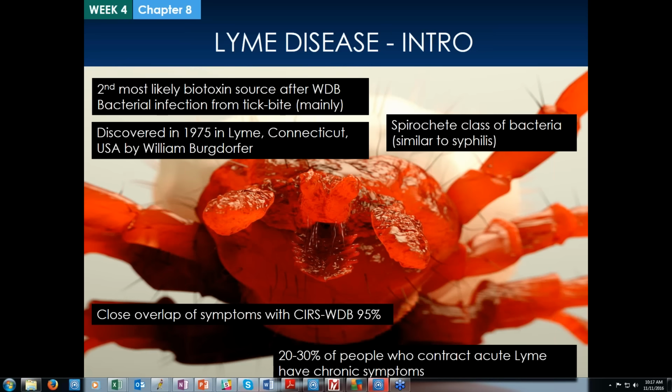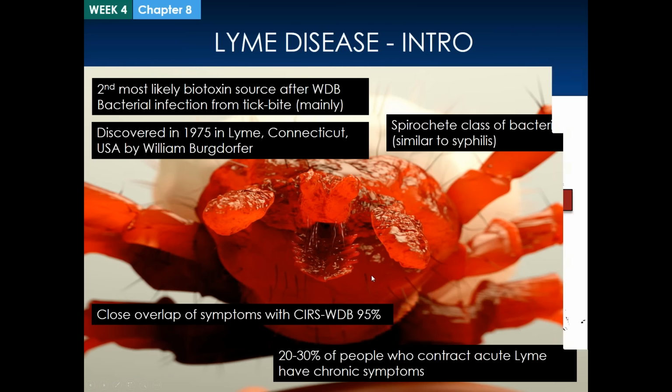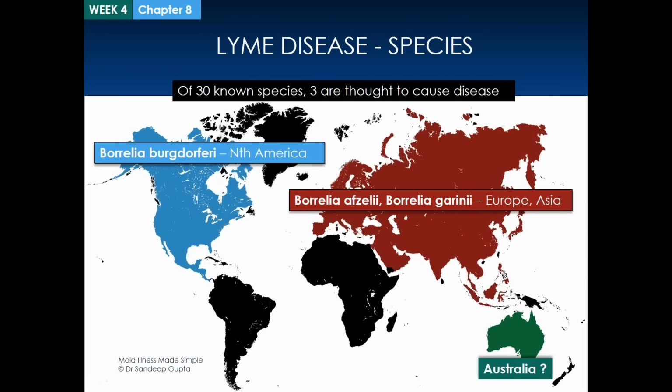Okay, so there's a lot of similarity there. No matter what the cause of CIRS is, the protocol stays very similar, and that's another really important point. A little bit about different species of Lyme disease. Of 30 known species, there's at least 3 that are thought to cause disease. Well, there's now at least 4.